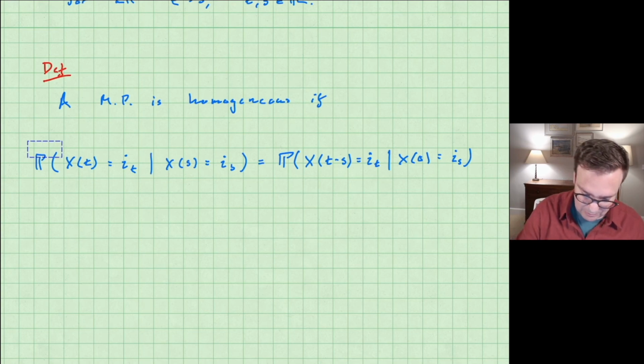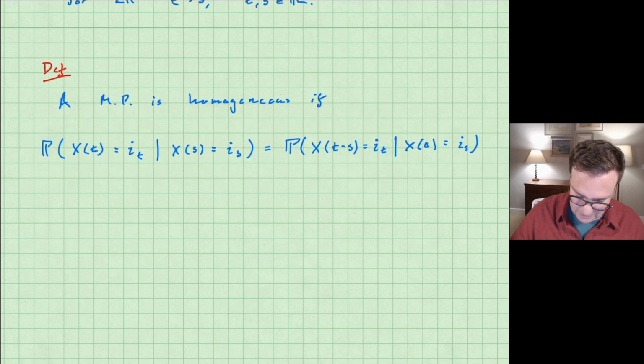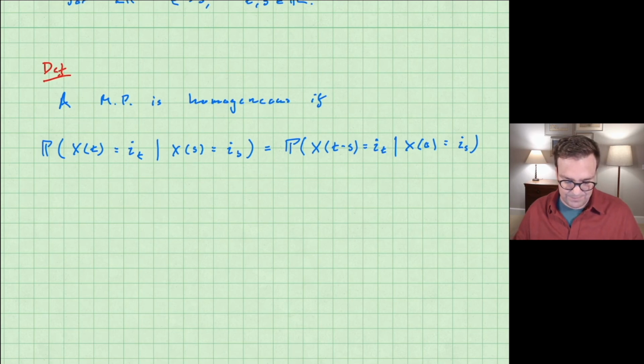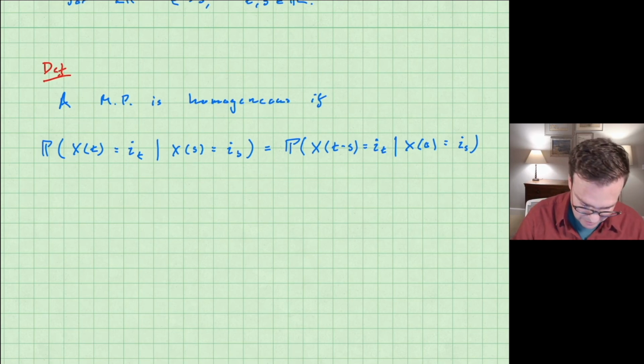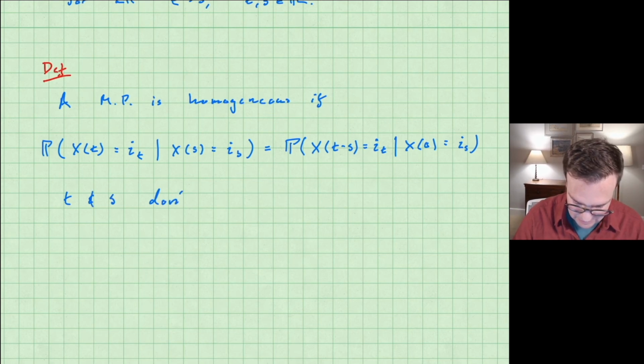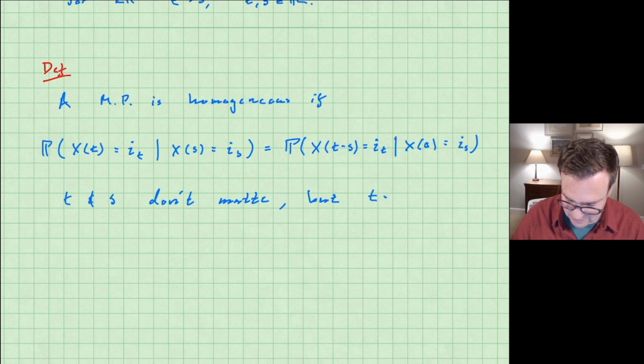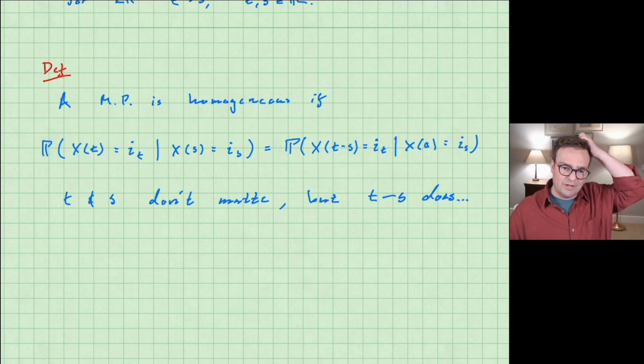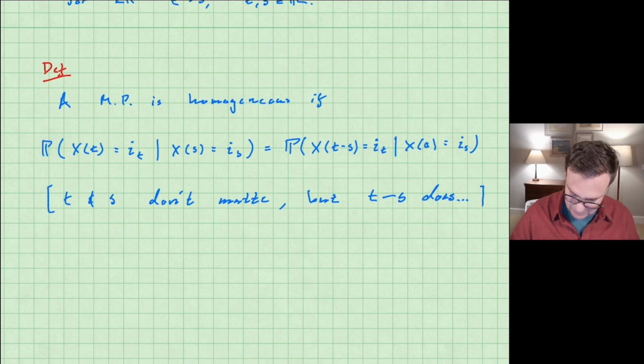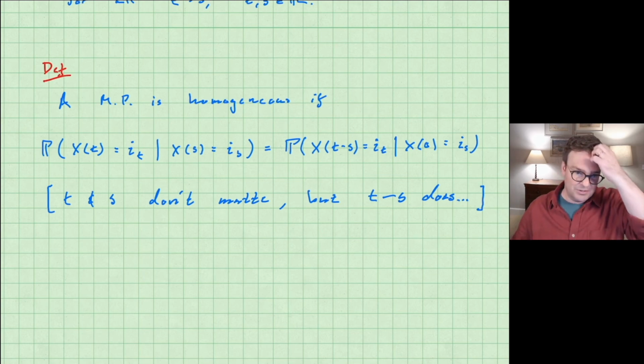Right, so what are we saying by this? We're saying that the t and s don't really matter, but t minus s matters. Right, so that's my sort of paraphrasing of that definition. I should probably put that maybe off to the side. That's not part of the definition.